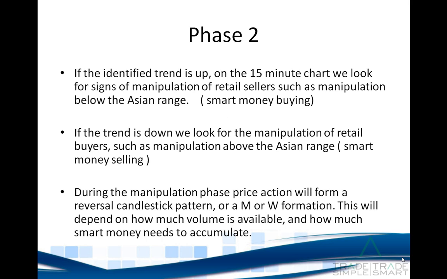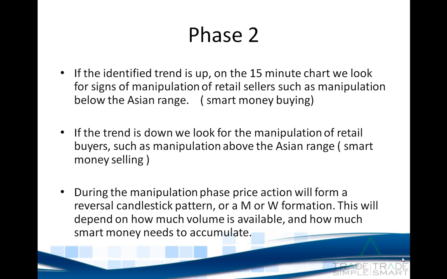So we know that smart money are going to be accumulating sell orders, and then they're going to manipulate buyers into the market so that they can sell into the buying pressure, and then ultimately begin the second phase of the market trend to the downside. And the reverse is true to the upside.